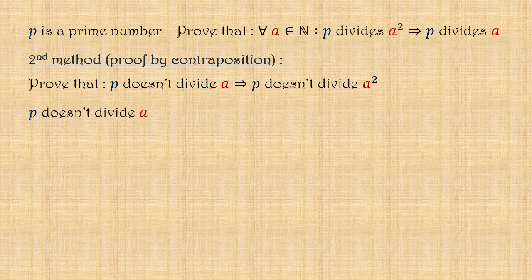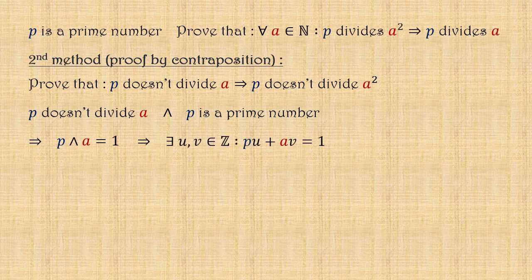So, if p doesn't divide a, and as p is a prime number, we would have p and a as co-prime numbers. This means that there are two integers, u and v, such that p multiplied by u plus a multiplied by v equals 1. By raising both sides of this equality to the power of 2, we find that p multiplied by u plus a multiplied by v all squared equals 1 squared.